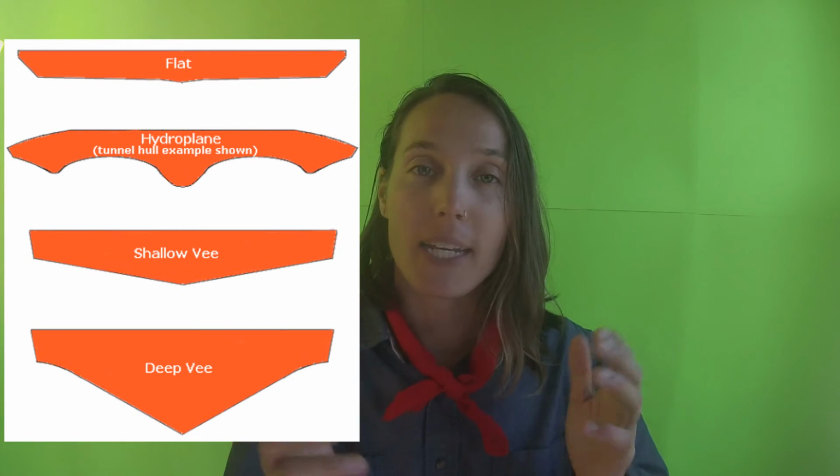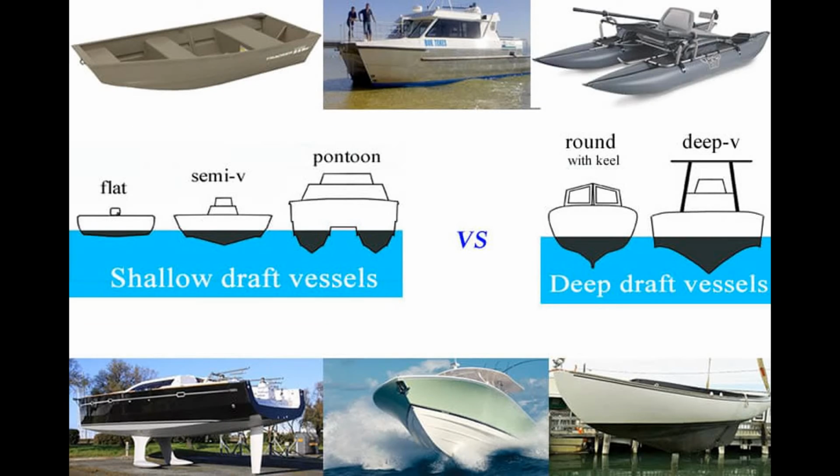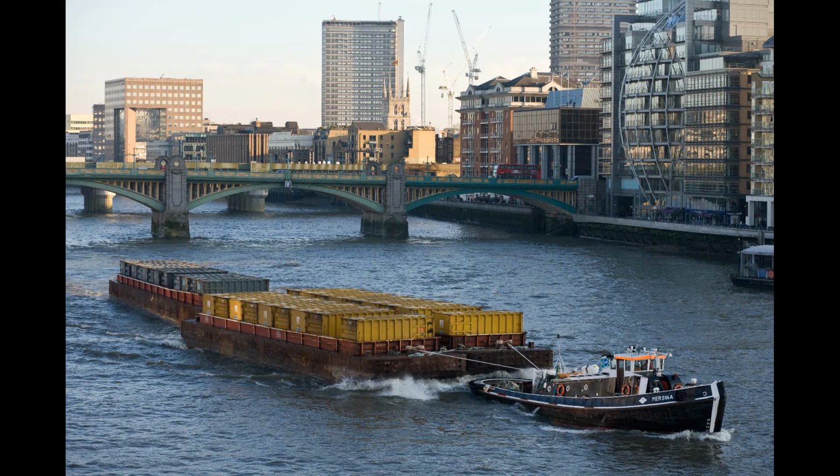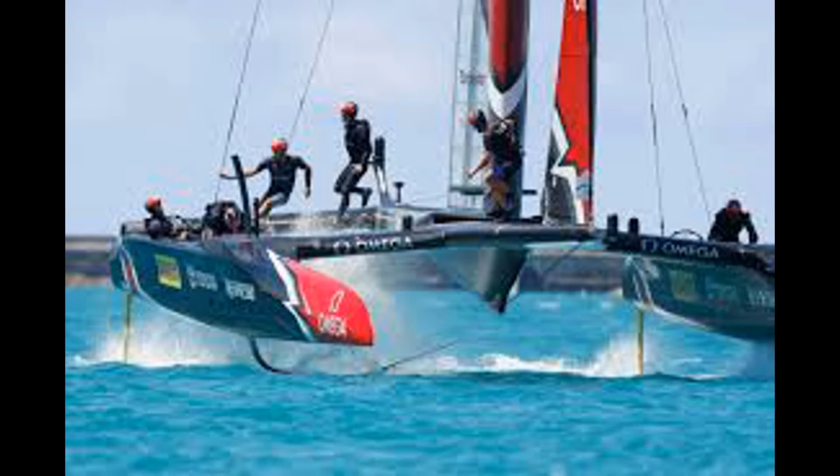The hull is the name for the body of the boat. Boats are built for different purposes. Some boats are built to carry a lot of weight, a heavy load, like barges or cargo ships. Other boats are designed to go fast, like racing boats, like this America's Cup catamaran.